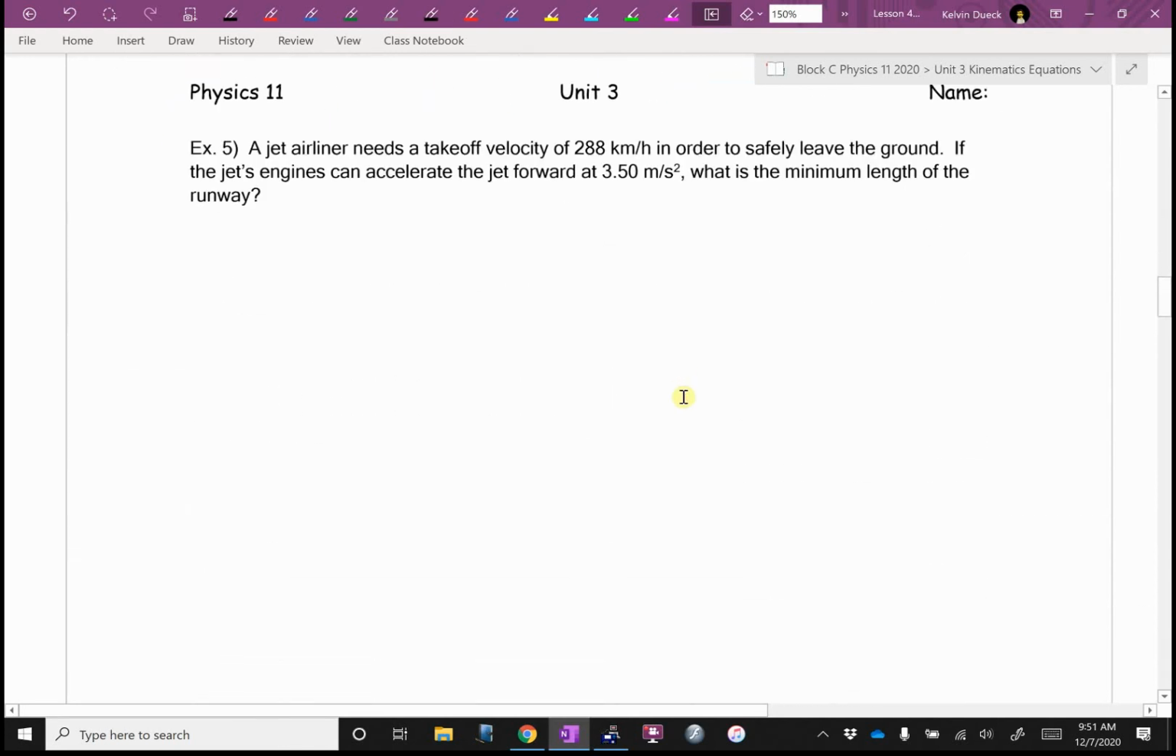Turn the page. I like example 5. Here's a nice application. I told you I'd try and give you some applications. So far, we've just been kind of playing around using the equations. So one area you can use this is airport design. A jet airliner needs a takeoff velocity of 288 kilometers per... Nice try, Mr. Dewick. So, everybody right now, how would I convert 288 kilometers per hour to meters per second?